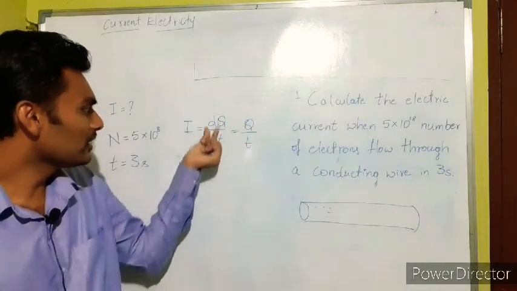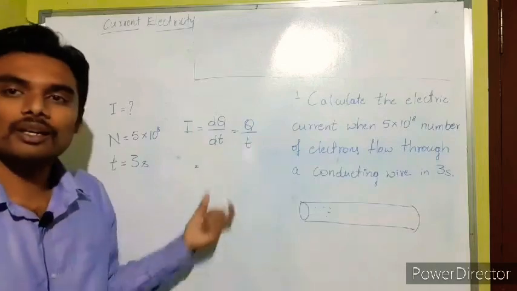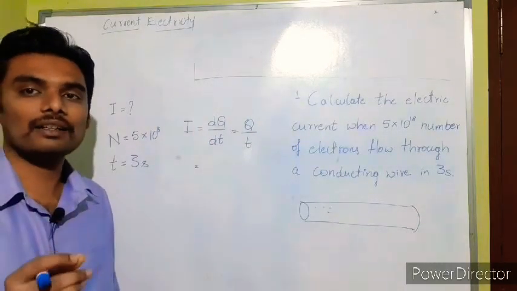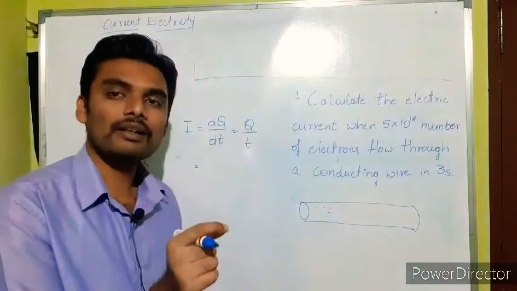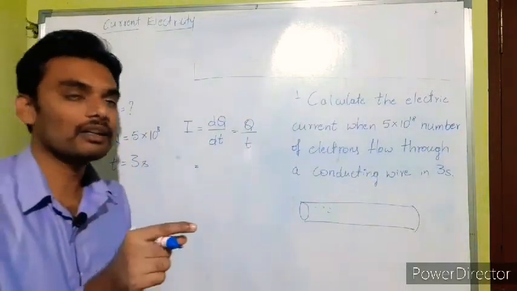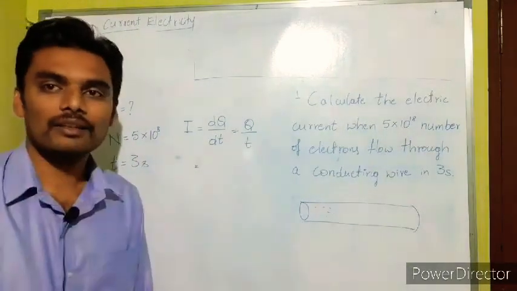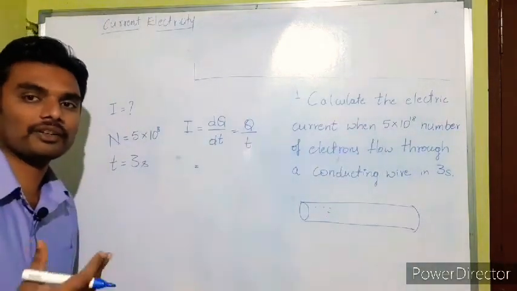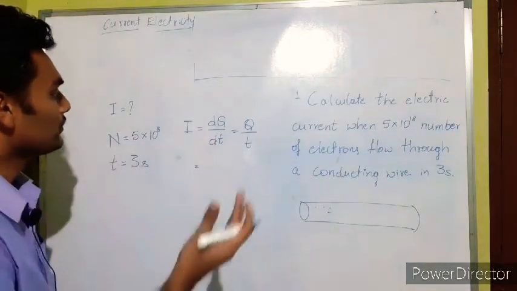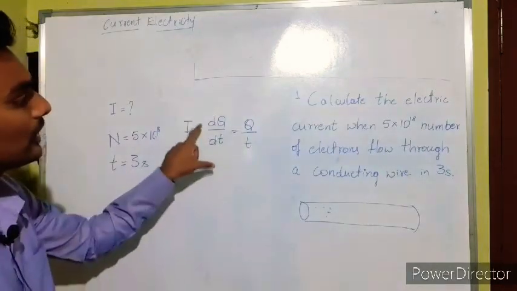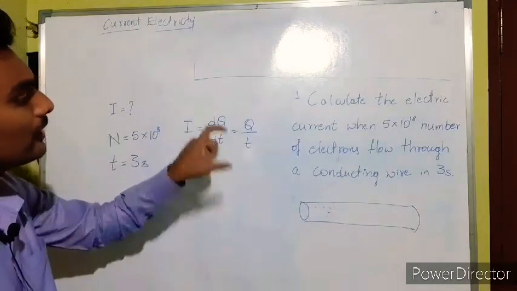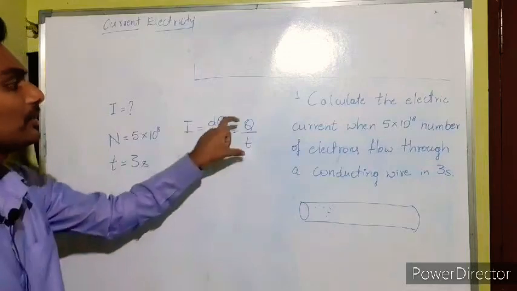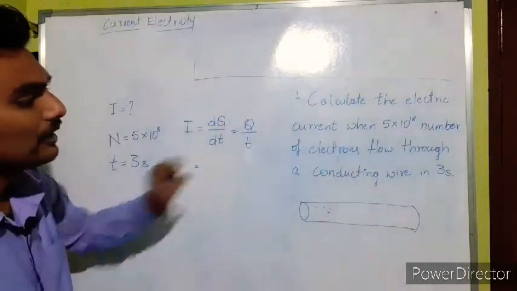Then what is the significance of dq by dt? Dq by dt gives us the instantaneous current at a particular instant of time. These are higher level questions, no need to bother about them. We shall discuss them when it comes to the competitive part, but there is nothing to worry about as far as the board exam is concerned. So average current is q by t.